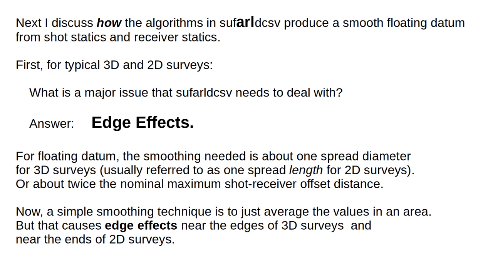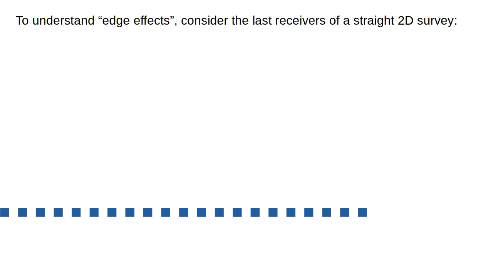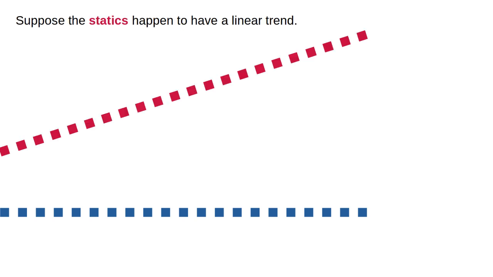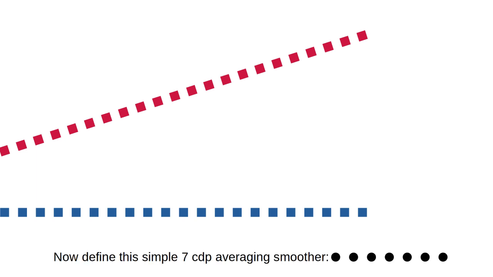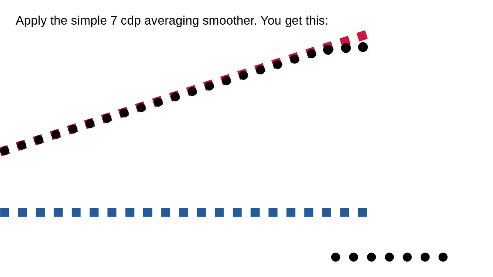Now, a simple smoothing technique is to just average the values in an area, but that causes edge effects near the edges of 3D surveys and near the edges of 2D surveys. To understand edge effects, consider the last receivers of a straight 2D survey. Suppose the statics happen to have a linear trend. Now, define this simple 7 CDP averaging smoother. Apply the simple 7 CDP averaging smoother. You get this. Why?